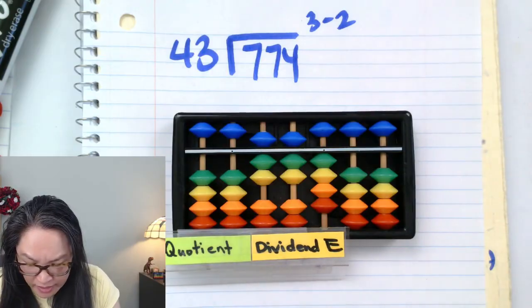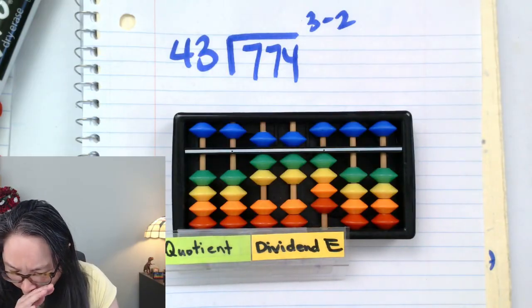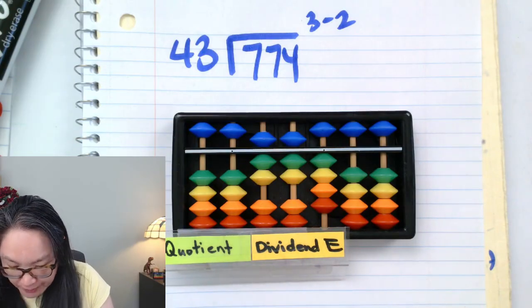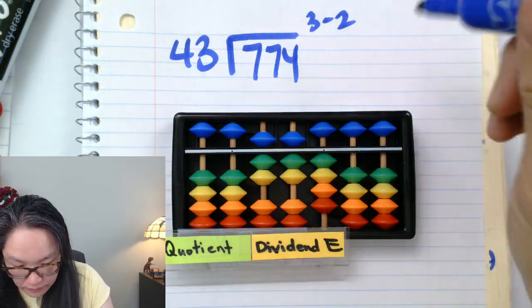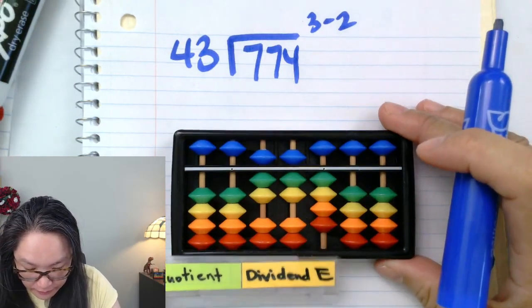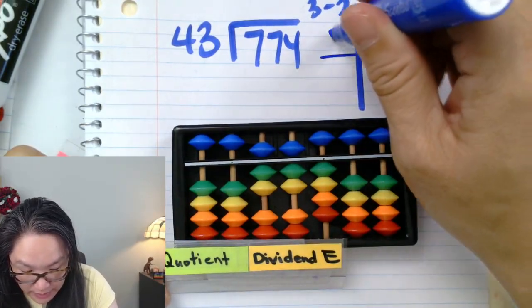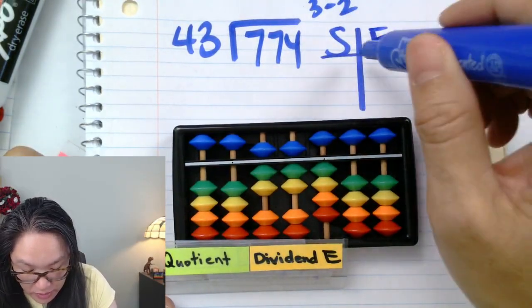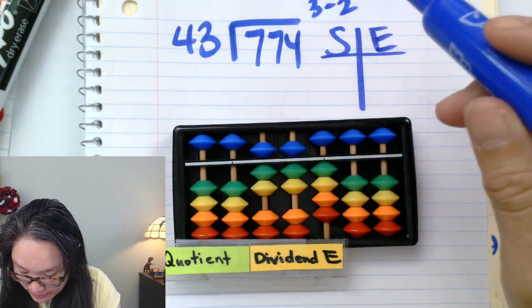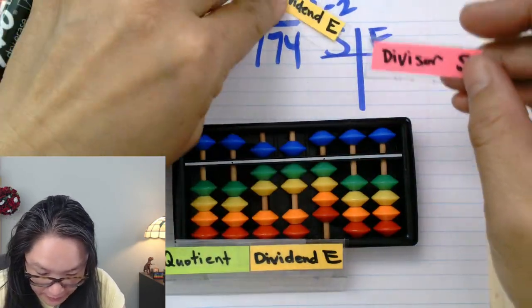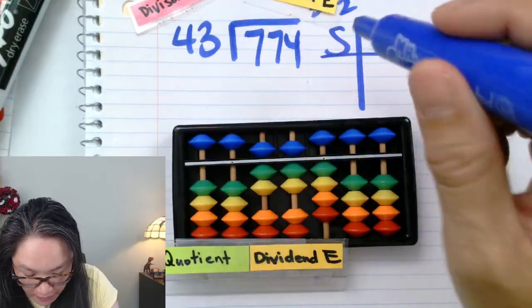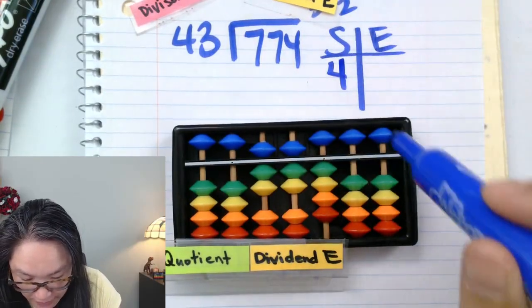So the question is what? I have to compare. I always have to compare because I need to know what my questions are. So when I look at my questions, it's a divisor and a dividend. So I gotta put my labels back. Dividend and the divisor.